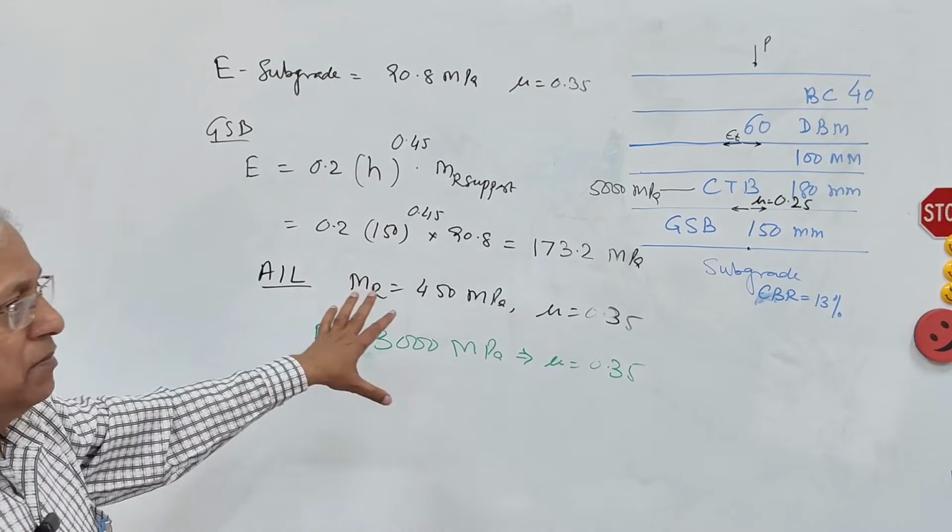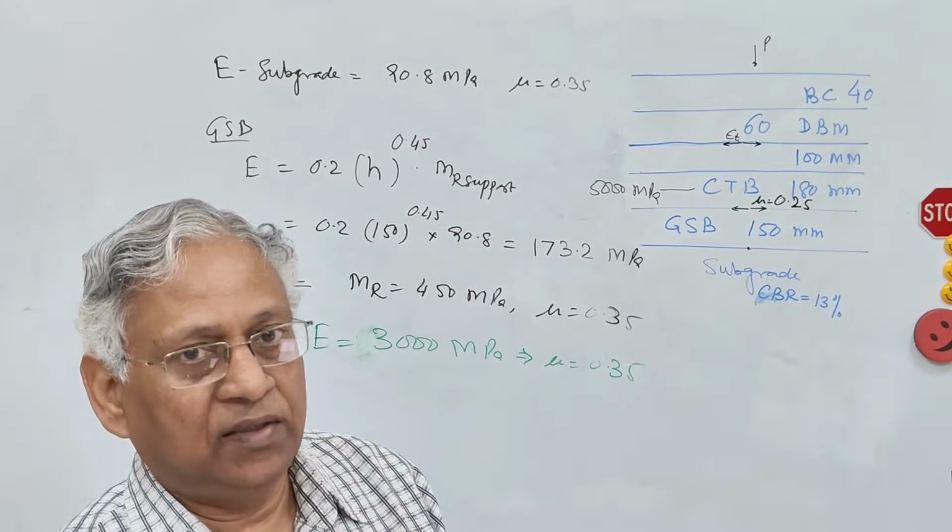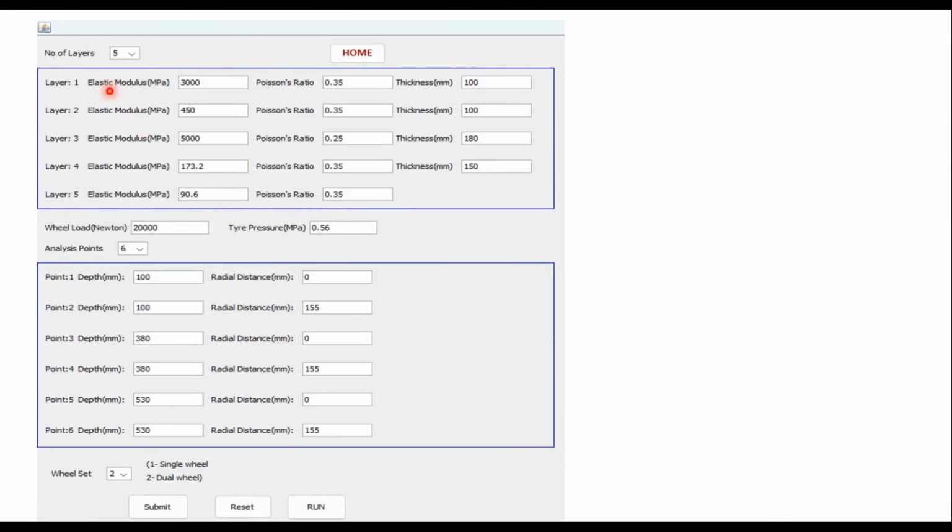Now for all these parameters, you go to the IITPAVE software and enter these parameters. Number of layers 5. The first layer is the bituminous layer, that is DBM plus BC, elastic modulus 3000 MPa, Poisson ratio 0.35, thickness 100 millimeter. Next is your AIL aggregate layer with elastic modulus 450 MPa, Poisson ratio 0.35, thickness 100 millimeter. Next is CTB, elastic modulus 5000, Poisson ratio 0.25, and thickness 180 millimeter. Then you have GSB and subgrade. Wheel load 20,000 Newton, tire pressure 0.56 MPa.